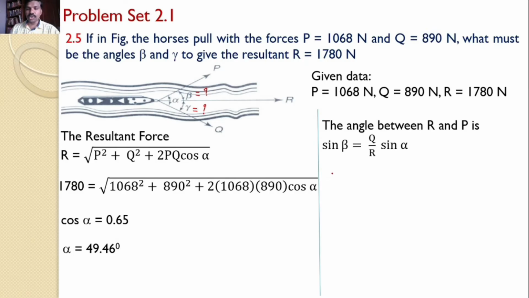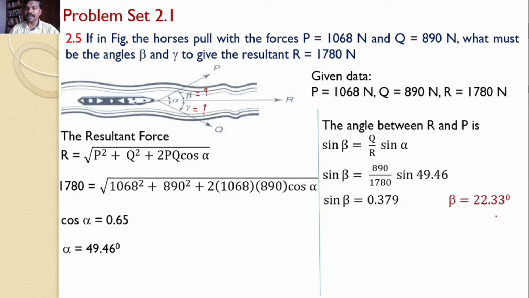Upon substituting those values, sin beta is equal to 890 by 1780 into sine 49.46. So this you can simplify, and then you will get sin beta is equal to 0.379, and hence you can calculate that beta value, which is 22.33 degrees.